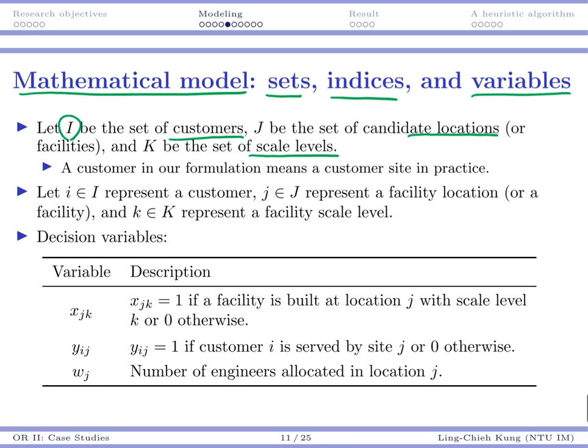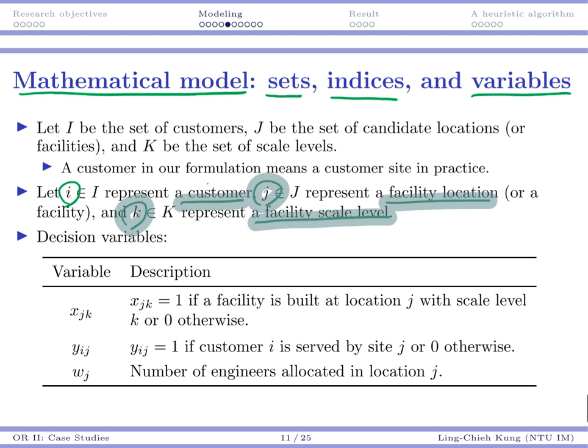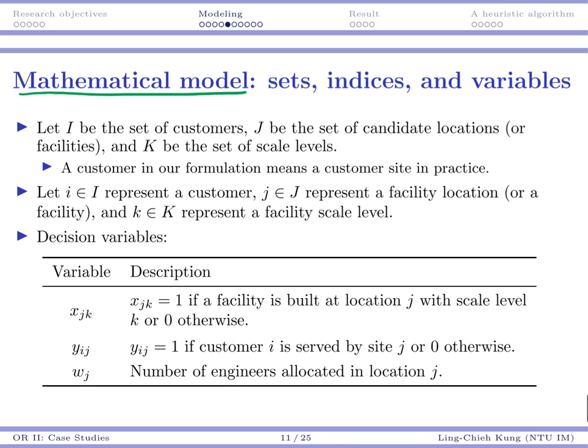So let's say I, J, and K are the sets of customers, locations, and scale levels. Later we will see how they may be used. And very quickly, we say the small i, small j, and small k are each indexes. They represent a customer, a facility location, or a facility scale level. So throughout our model, whenever you see small i, you know that's a customer. Small j, that's a facility or a location. And a small k means a scale level.